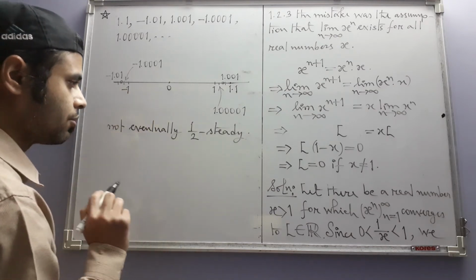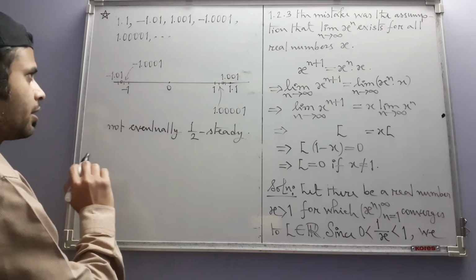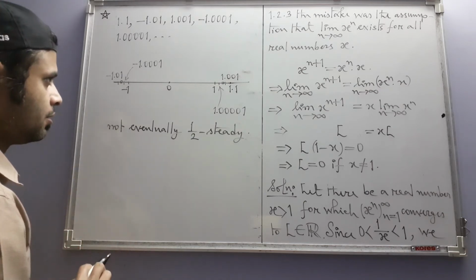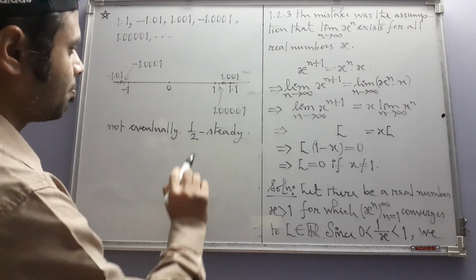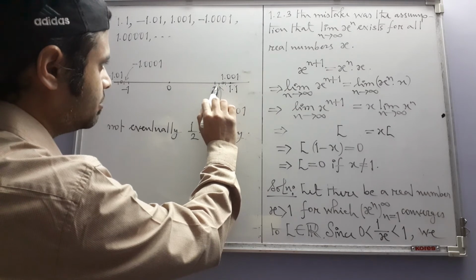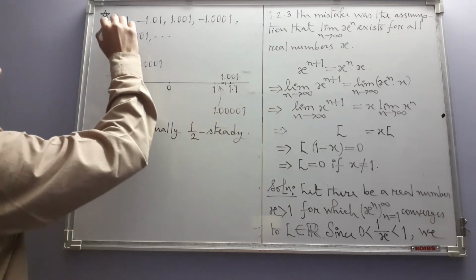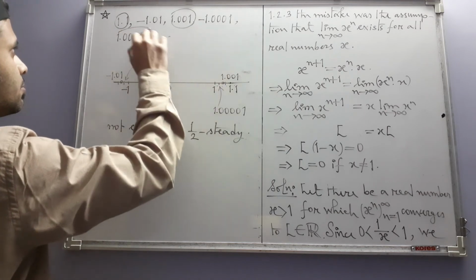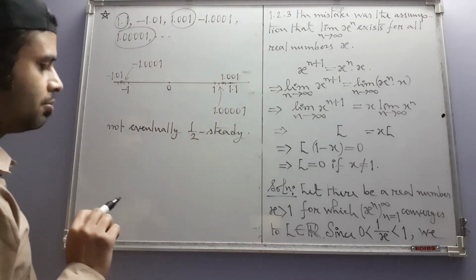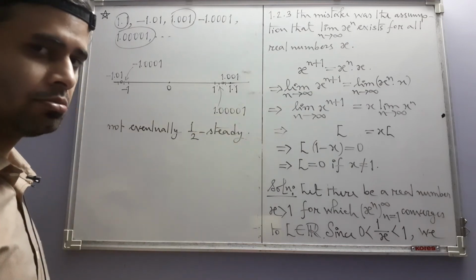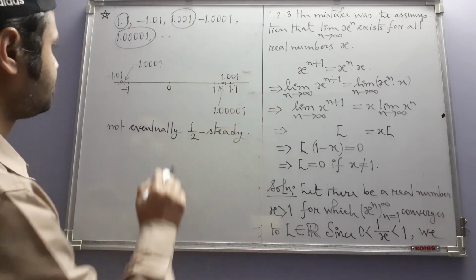So it is not a Cauchy sequence and consequently it is not convergent. But it seems like part of the sequence is trying to converge to 1. If you look at these terms that are positive, they seem to be coming closer and closer to 1 and they seem to be converging to 1.